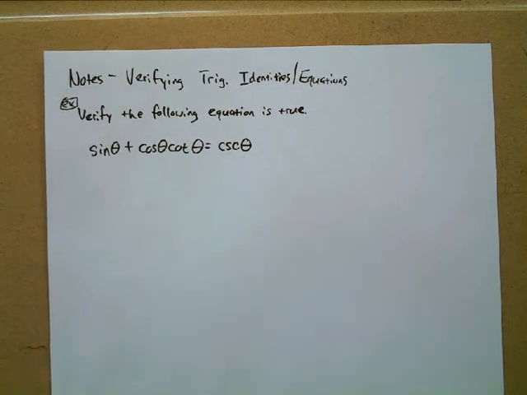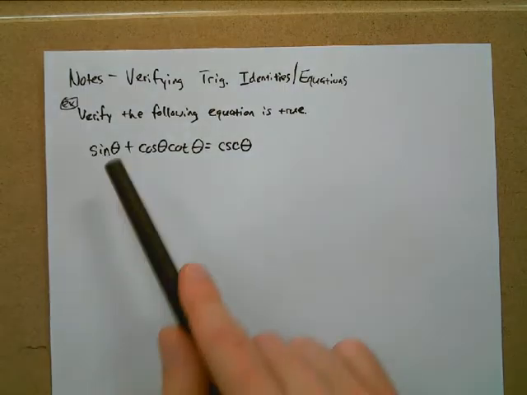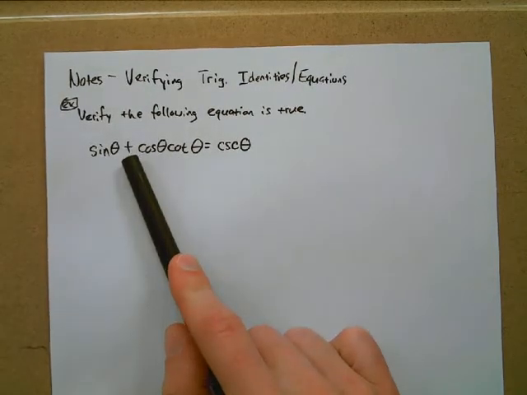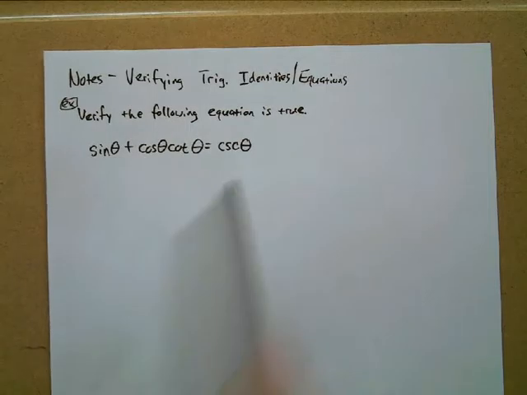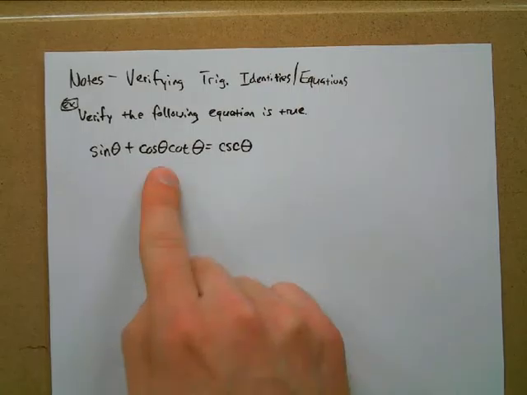Which in a sense is just like simplifying, right? We have two terms here, separated by addition, and it's equal to cosecant of theta. So again, we're taking it from a couple terms down to just one term. So it's basically like simplification.